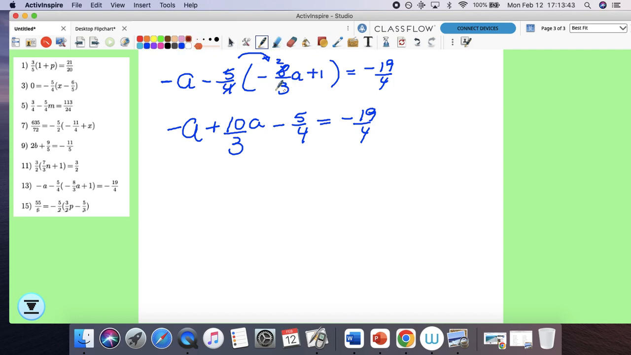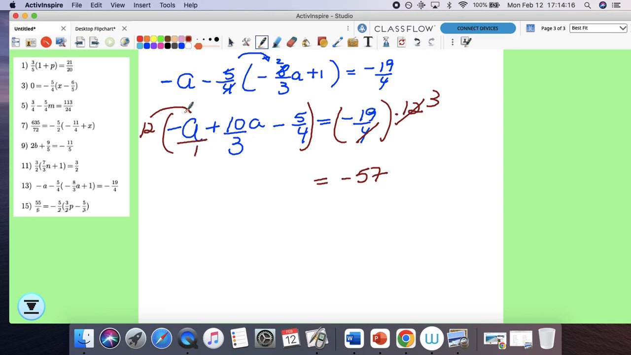Now I find the LCM. Here I'm going to put this over 1. The LCM of all the denominators is 12, so I'm going to multiply the right side by 12, and the left side as well. Actually, I'll combine later. Multiply this by 12. So, let's do the right side. Negative 19 over 4 times 12. This and this simplify to 3, and 3 times negative 19 is negative 57.